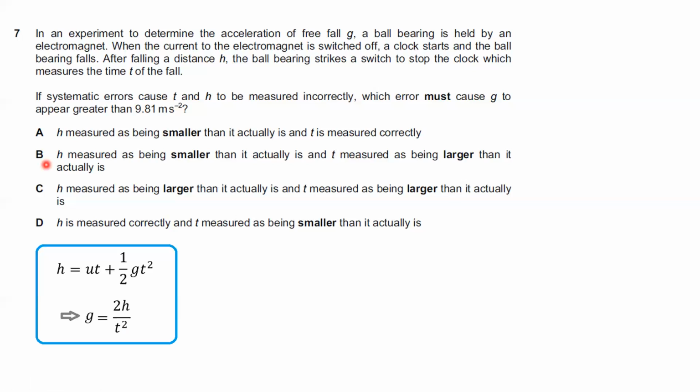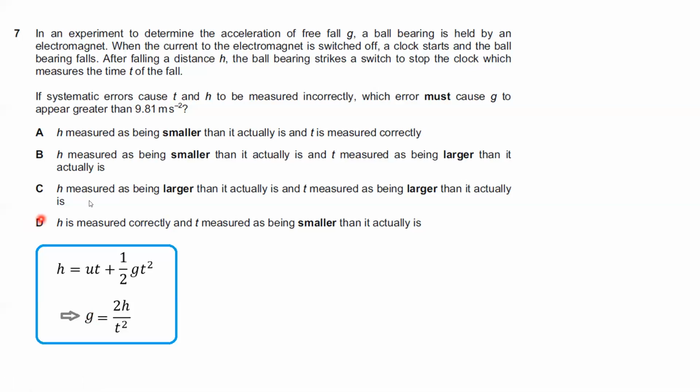Option B, h measured as being smaller than it actually is, t is measured as being larger than it actually is. So h is measured smaller. When h is measured smaller, g is proportional to h, g is measured smaller, while t is measured larger. So again, g is inversely proportional to t. So when t is measured larger, g becomes even more smaller. So basically the g value gets smaller than our option A. So option B is incorrect.